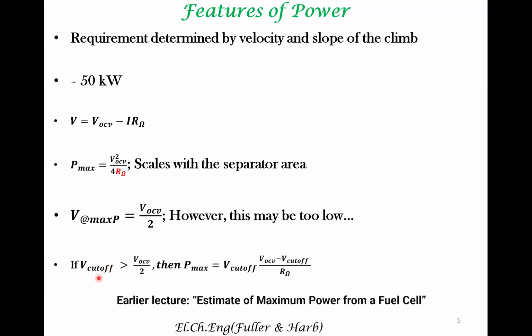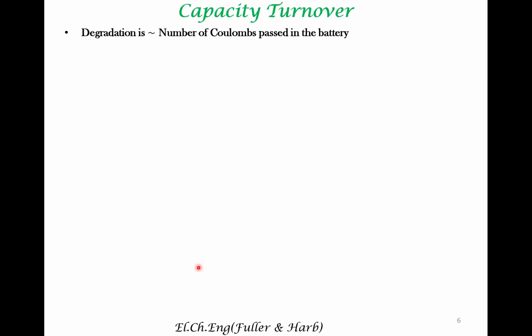If the V cutoff is greater than this number, the maximum power is given by this formula, V times I. This is the voltage of operation. This is the current from the battery. So all these things help you to estimate the maximum power that can be obtained from a battery pack.